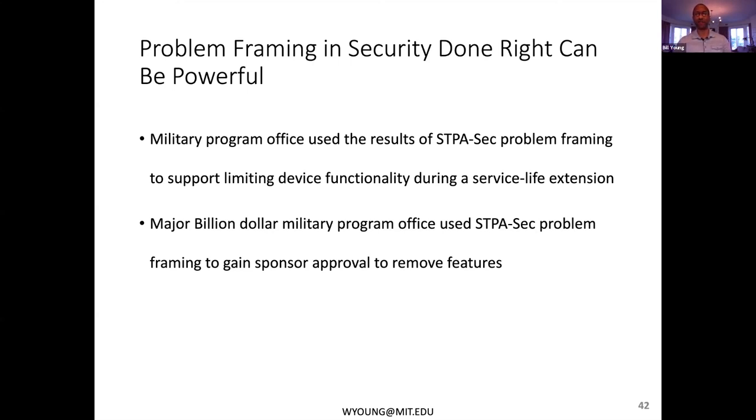And then a major billion-dollar program office used this problem framing to gain sponsor approval to remove features. So again, a very, very complex system. They were able to do this. And what they found, again, those flaws up front, they were able to come back and say, actually, we think you're asking us to build this into the system, and we don't think it needs it for the mission. And they went back and forth, but they were actually able to get the sponsor to agree with them and remove those features. How does that tie back to security? Those were features that provided zero value to the mission, but would have represented enormous attack surface. The only time to get those removed is in that concept stage, and using this approach, they were able to do that.